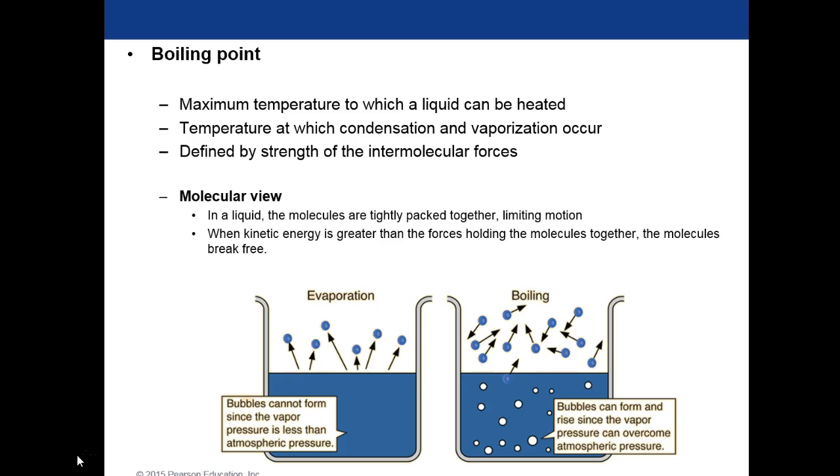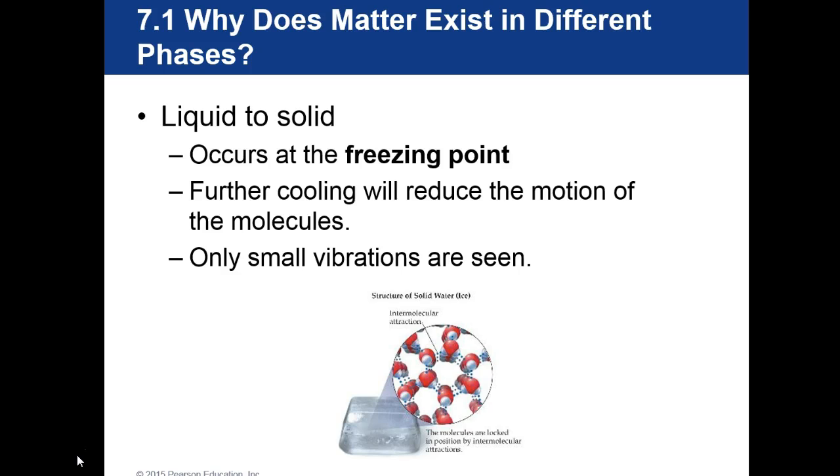I found this interesting little picture below here with evaporation. Did you ever notice that when water starts to boil, you start to get the bubbles in the bottom of the pan? This is why. Well, first it'll evaporate. There's no bubbles, but we still have some evaporation. The bubbles cannot form since the vapor pressure is less than the atmospheric pressure. But when it starts boiling, bubbles can form and rise since the vapor pressure can overcome the atmospheric pressure. I thought that was kind of neat.